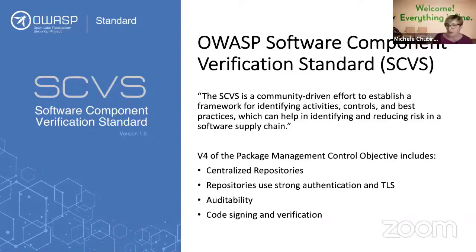Some of the control objectives include having centralized repositories. You really do. That's probably one of the easiest ways because it gives you visibility over where everything is, right? You want your repositories to use strong authentication and TLS. You want to have auditability, and it really emphasizes code signing and verification. And I just want to point out, again, this idea of signing and verification and assurance and attestation, that seems to be the theme when you're talking about supply chains.